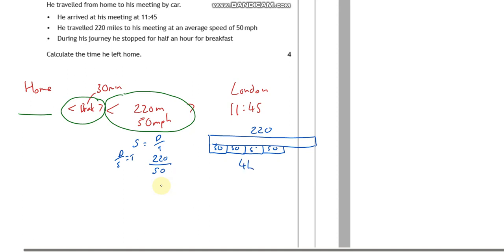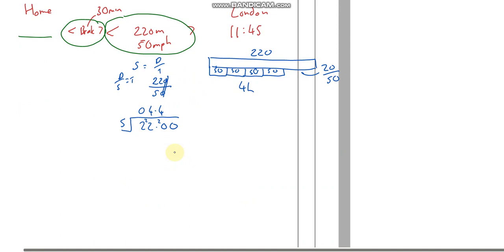And then there's this other little 20 in here, isn't there? So it's working out this last little bit, which is the tricky bit. But you can visualize what's going on. He's doing 50, 50, 50, 50, and then he's doing 20 out of 50. That's how long that bit's going to take. But I just prefer to do distance divided by speed. So for this, I'm going to cancel out my zeros. So I've got 22 divided by 5. I'll do 22.00 divided by 5. 5 into 2 doesn't go. 5 into 22 is 4, carry the 2. 5 into 20 is 4. So that's 4.4 hours for that. Okay, so 4 hours.